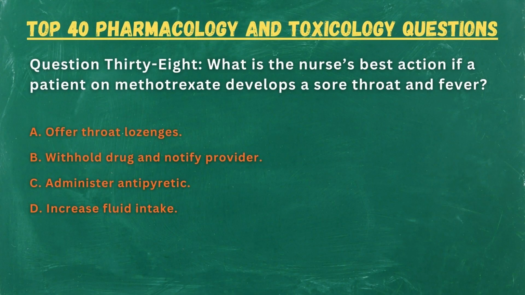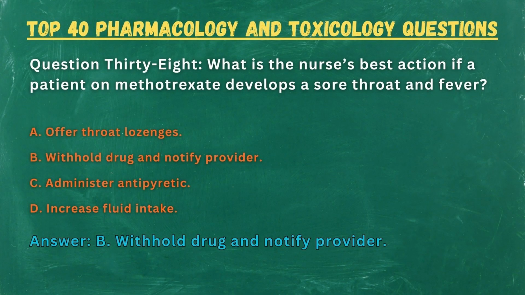Question 38. What is the nurse's best action if a patient on methotrexate develops a sore throat and fever? A. Offer throat lozenges. B. Withhold drug and notify provider. C. Administer antipyretic. D. Increase fluid intake. Answer B. Withhold drug and notify provider.